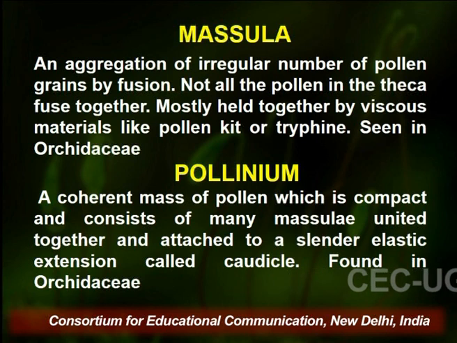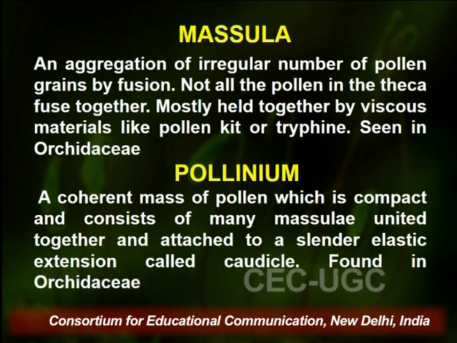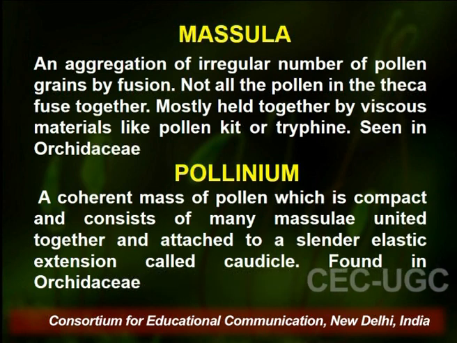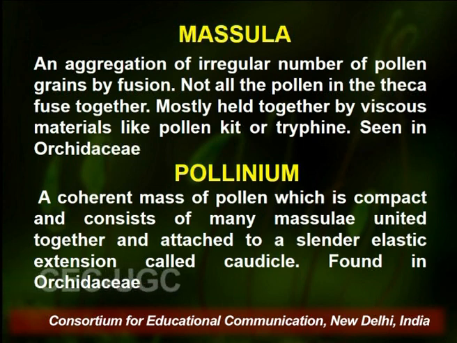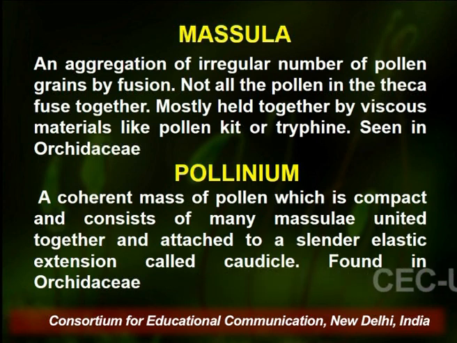Then an aggregation of an irregular number of pollen grains which are aggregated because of fusion is called a massula. Not all the pollen grains present in an anther fuse together, and these are mostly held together by viscous materials like pollen kit or tryphine. I would like to mention that pollen kit and tryphine are pollen wall structures which we will be talking about later in this talk. Massulae are seen in Orchidaceae, and there is also the presence of pollinia in Orchidaceae.